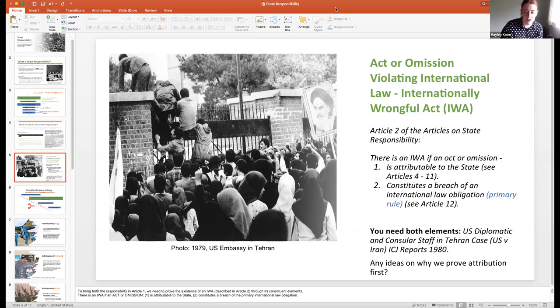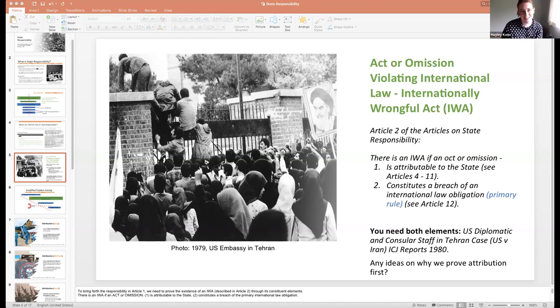I have two questions. Firstly, can someone answer what the primary rule breach was in the Tehran hostages case? And then secondly, what the attribution issue was. So those two aspects. Any volunteers?